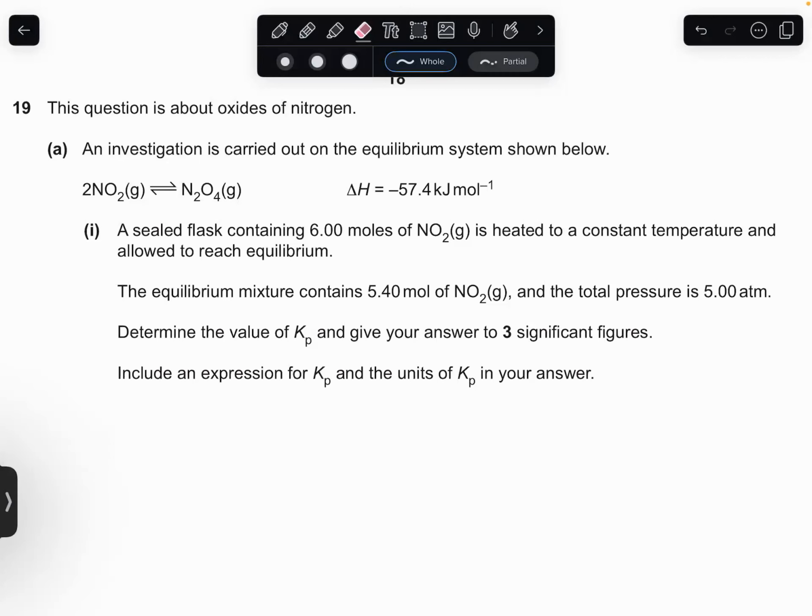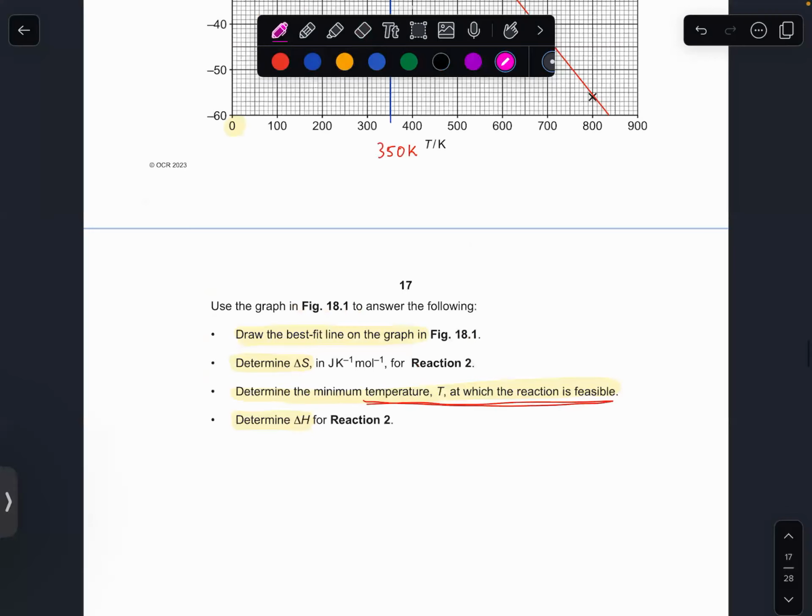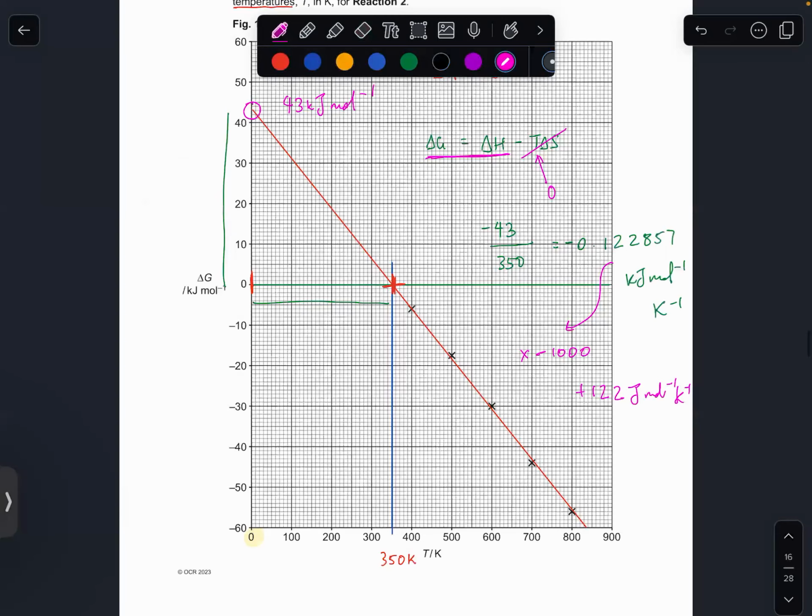We're going to be looking at question 19, June 23 paper. Before we do this, we're just going to clarify something from the last video on question 18. I got a little bit stuck on the gradient. I was trying to link the graph with the expression, which was the wrong thing to do.